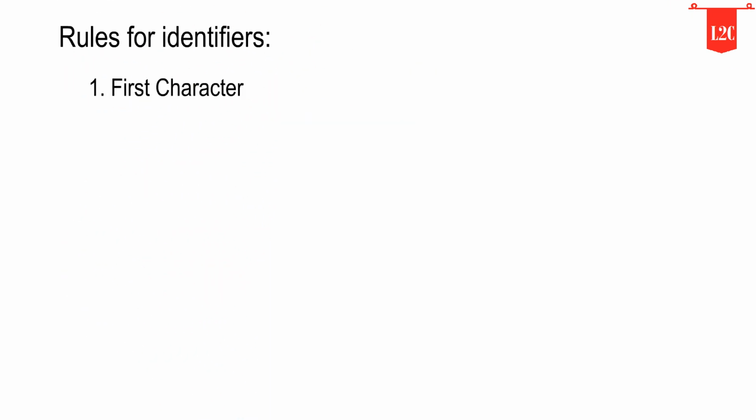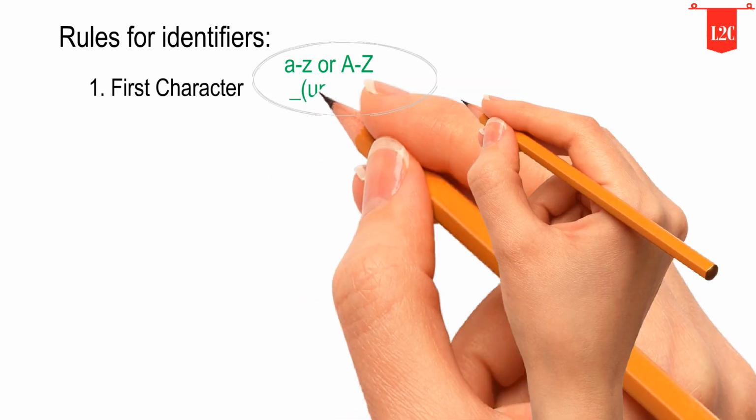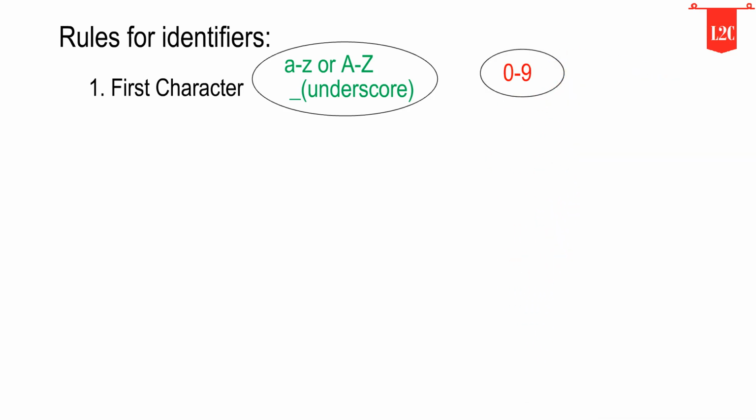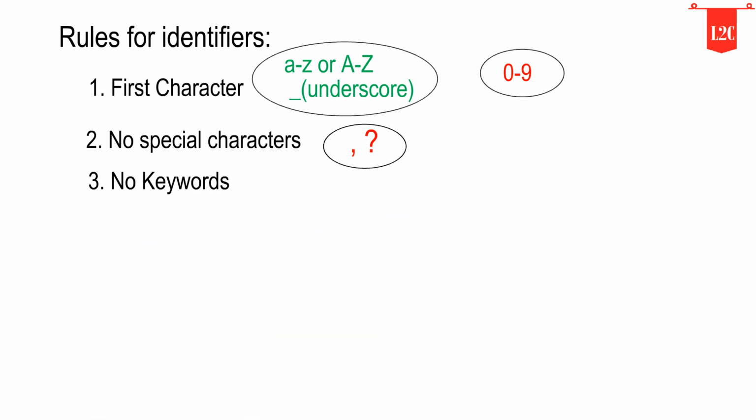First, first character. The first character of the identifier should necessarily begin with either an alphabet or an underscore. It cannot begin with a digit. Second, no special characters. C does not support the use of special characters while naming an identifier. For example, special characters like comma or question marks cannot be used. Third, no keywords. We cannot use keywords as identifiers, as they are reserved words which we have already discussed.